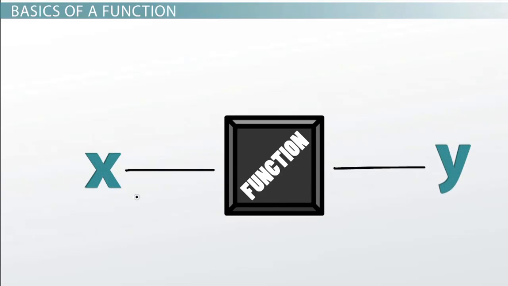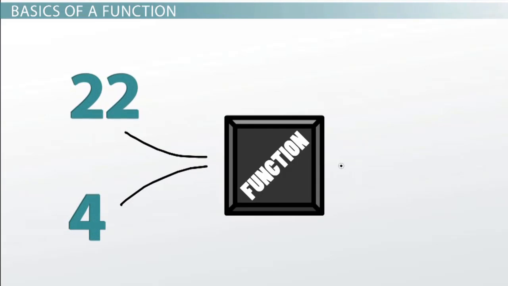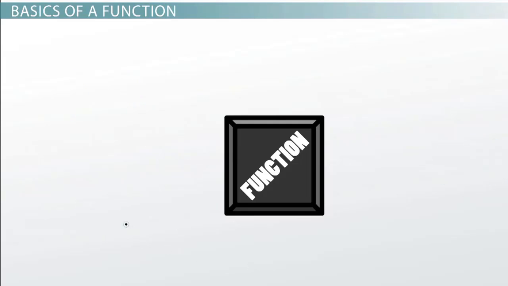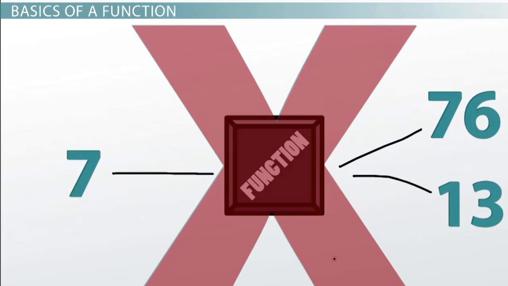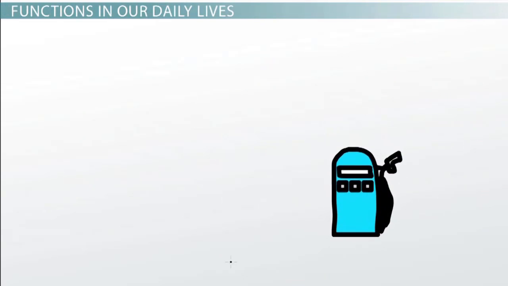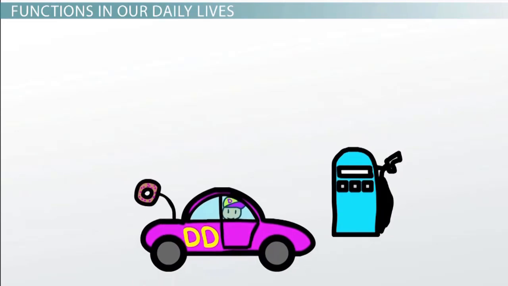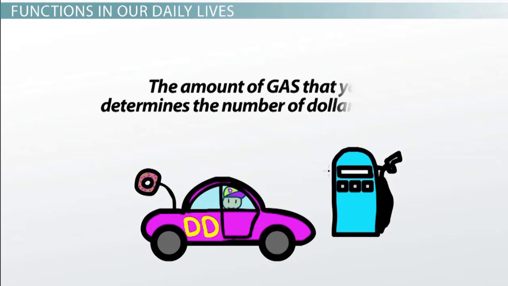Now sometimes you can put in two different numbers, let's say 4 and let's say 22, and get out the same number, say 39. But at no point in time will you put in one number and get two different numbers out. This may sound complex, but it's really just saying stuff you already know. For example, you use functions every time you go to the gas station. Here, the amount of money that you pay at a gas station depends on the amount of gas that you pump. To put it another way, the amount of gas that you pump determines the number of dollars that you pay.